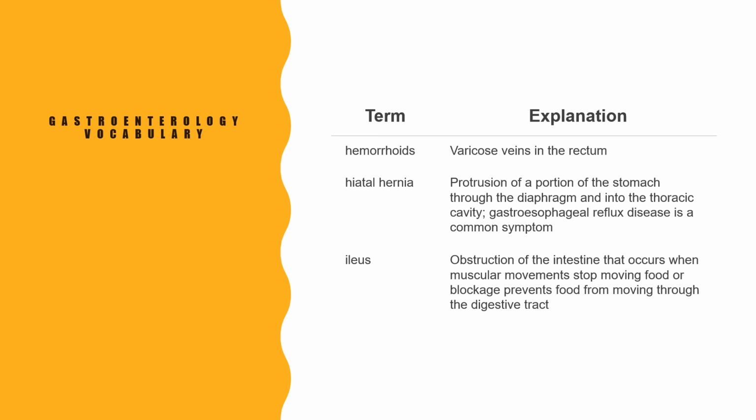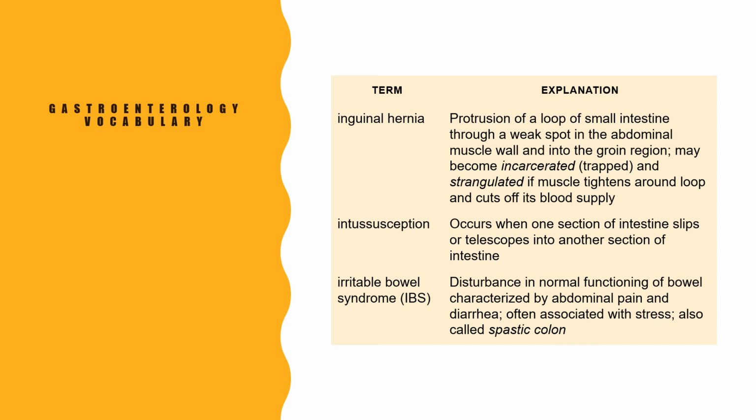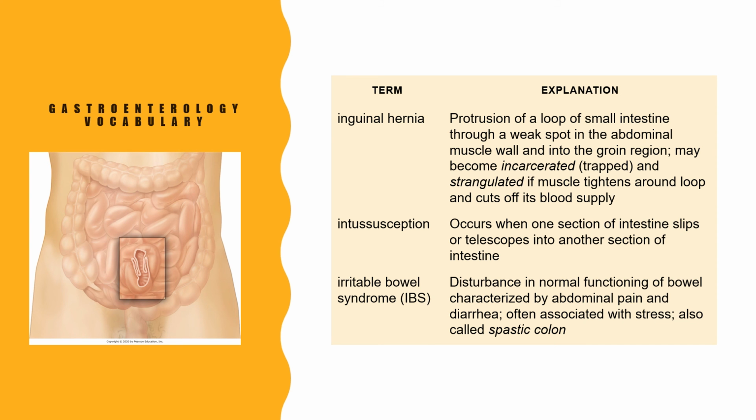An ileus is an obstruction of the intestine that occurs when muscular movements stop moving food or blockage prevents food from moving through the digestive tract. An inguinal hernia is a protrusion of a small loop of intestine through a weak spot in the abdominal muscle wall and into the groin region. It may become incarcerated or trapped and strangulated if muscle tightens around the loop and cuts off its blood supply.